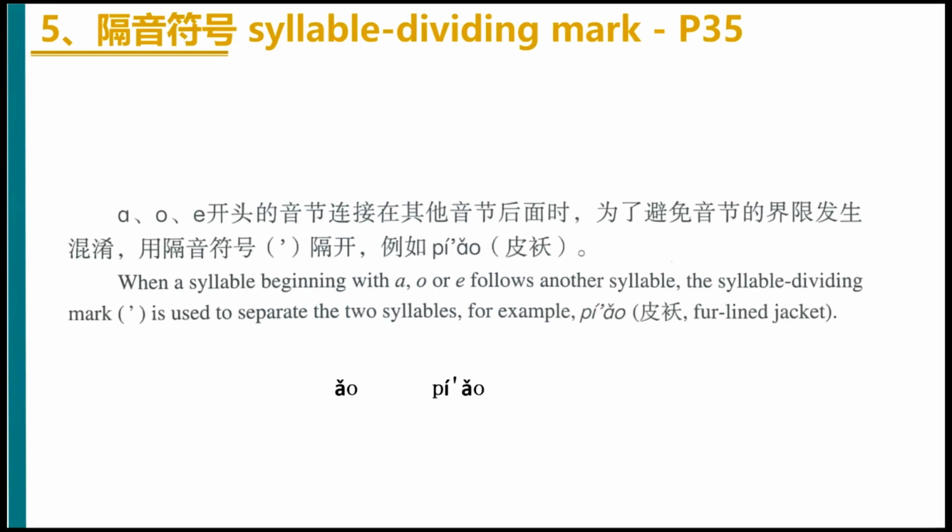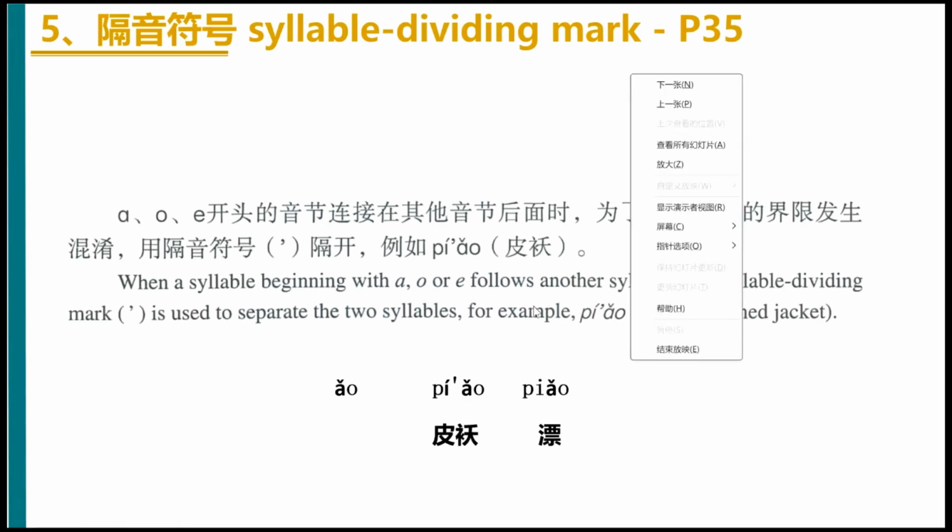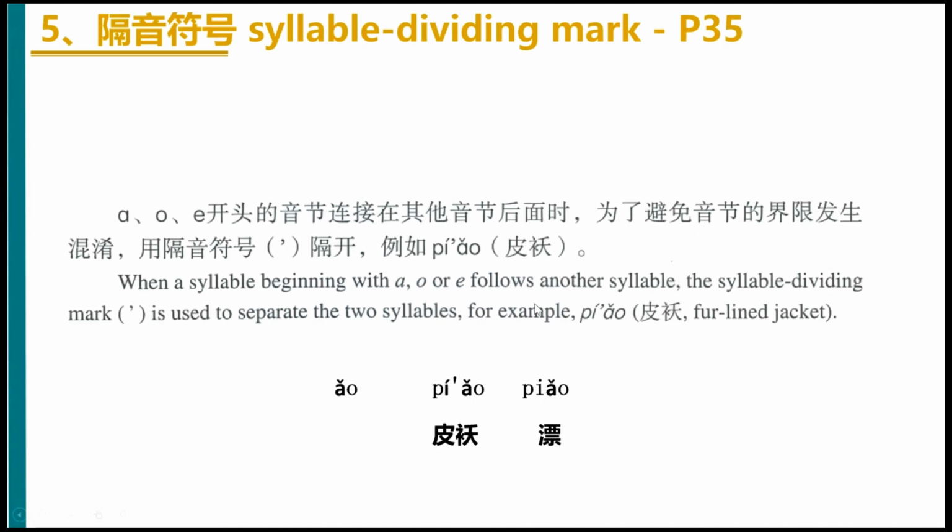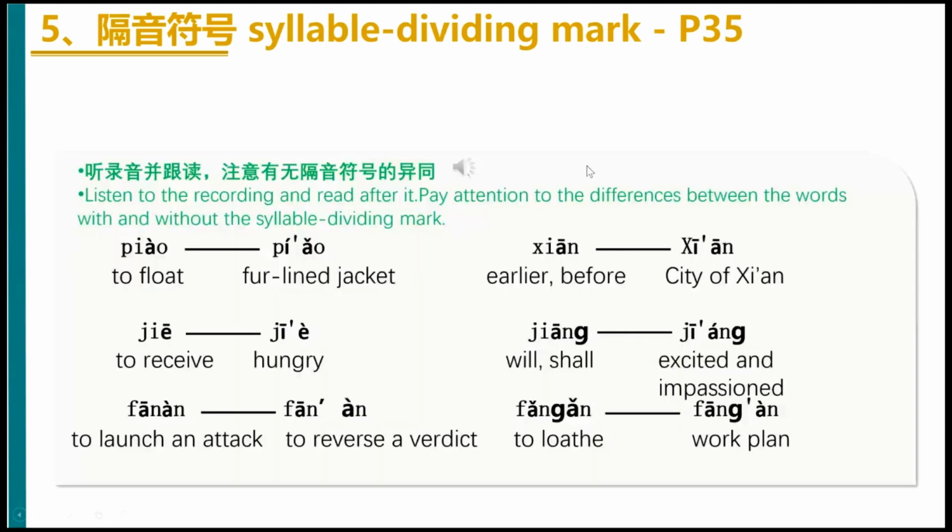But if we don't use this syllable dividing mark, we spell it together and it becomes piao. Yao is a single character, while pi'ao is a word meaning fur-lined jacket. So the syllable dividing mark is to tell us and others what we are expressing here.